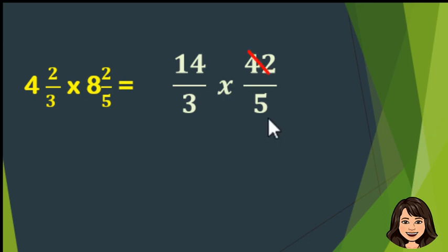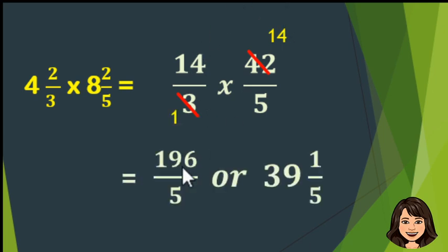Now apply the cancellation method. 42 and 3 have a GCF of 3. 42 divided by 3 equals 14. 3 divided by 3 equals 1. Now multiply. You have here 196. 1 times 5 equals 5. Divide 196 by 5. You have 39 and 1/5.